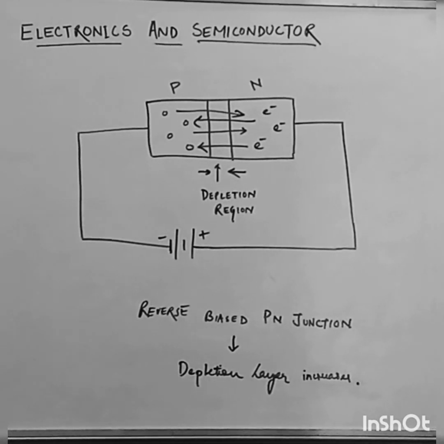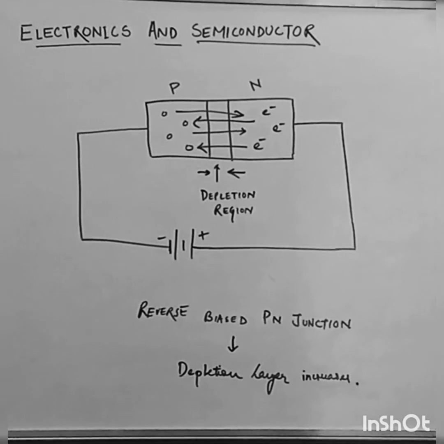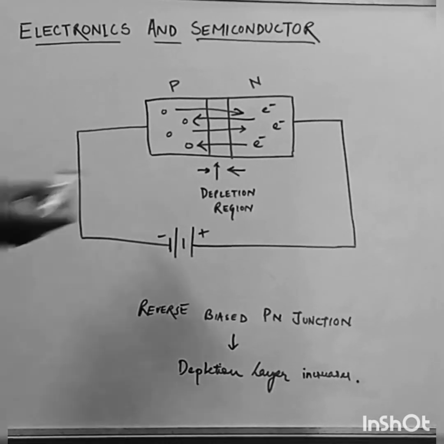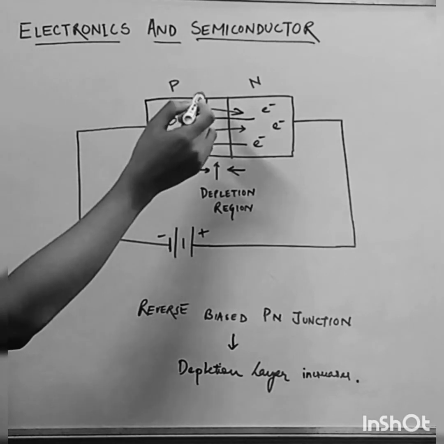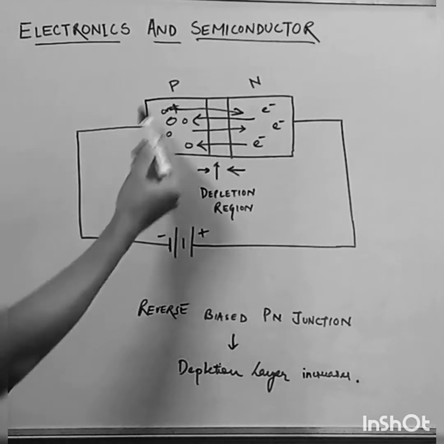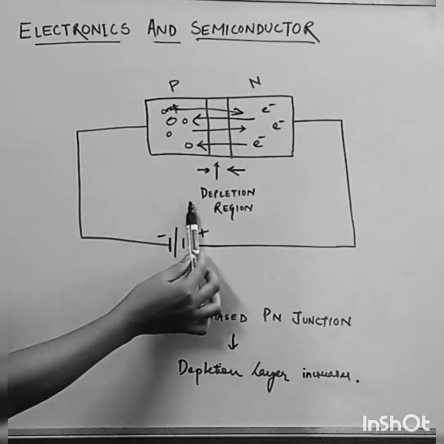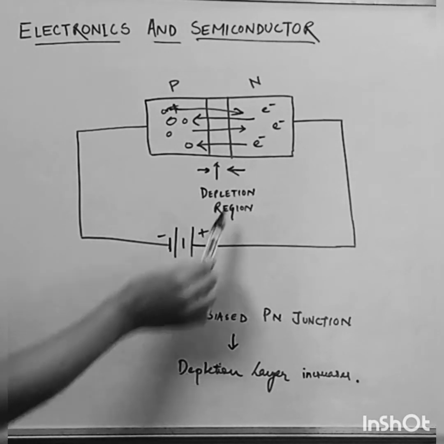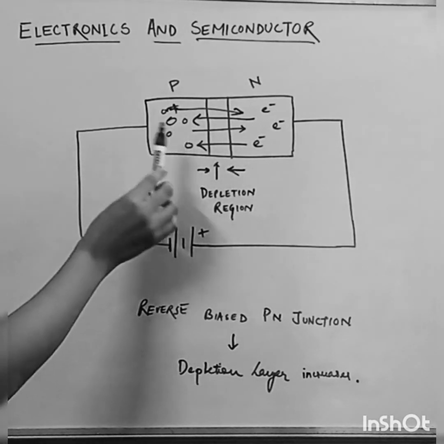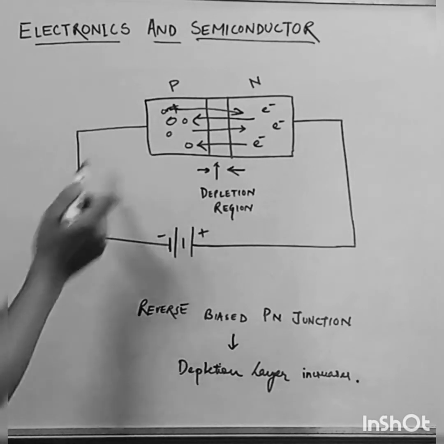So here it will just be the opposite case of the forward biased condition. Here you can see the P region is connected to the negative terminal of the battery and N region is connected to the positive terminal of the battery. Because of this bias condition, the holes will be repelled. Earlier the holes were positively charged and the terminal was negative, so they were getting attracted. Now here there is the positive terminal of the battery and holes are positively charged, so they will not be attracted, rather they will be repelled.